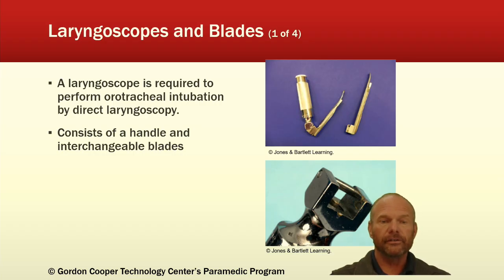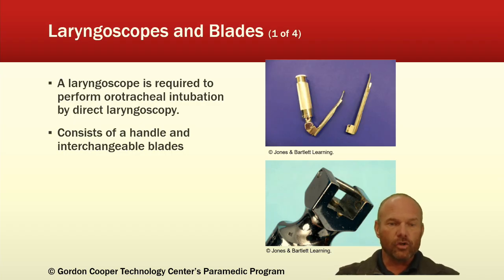Laryngoscope and blades. The laryngoscope is essential for performing orotracheal intubation using laryngoscopy. It allows you to visualize the vocal cords and the glottic opening. Within it, there are several components: a handle and interchangeable blades. The handle houses the power source for the blade's light. Now, some are disposable, some are not. It all depends on what your service uses, but they should all have a built-in light source. There are also ones that have fiber optic, all kinds of options out there.